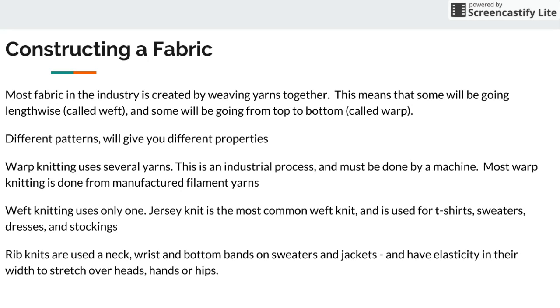Weft knitting is like what we do with a scarf, but it can also be manufactured. It can be done by hand or by a machine, and it uses 1 thread. So jersey knit is the most common weft knit, and it's used for t-shirts and sweaters, dresses, and stockings. It's a very popular knit. Rib knits are also pretty popular. If you look at the sleeve of a sweater, it will probably have a rib knit. It makes it more elastic, and there's a good video in the content for that if you need to watch it.